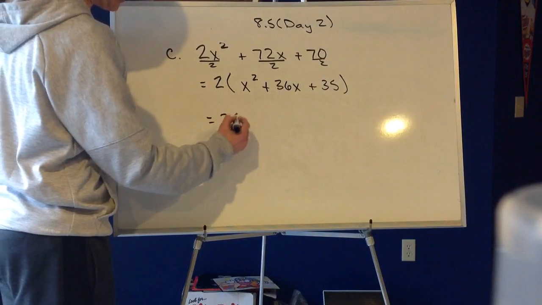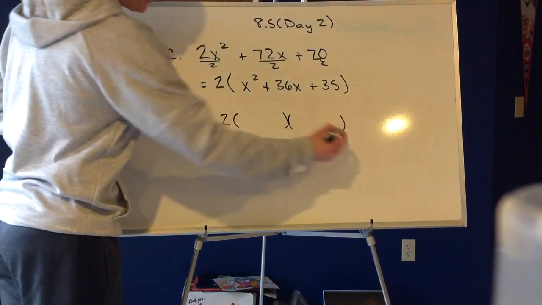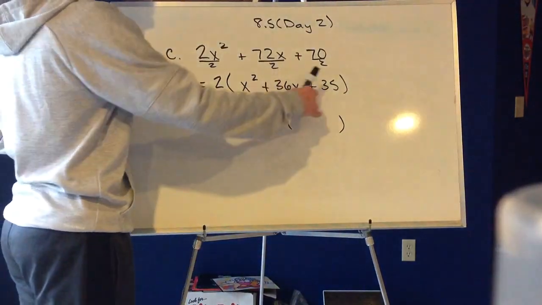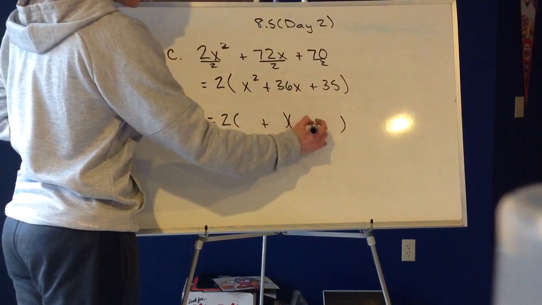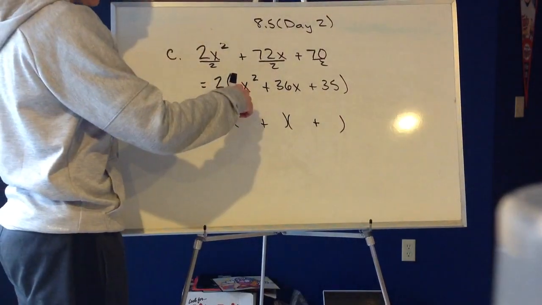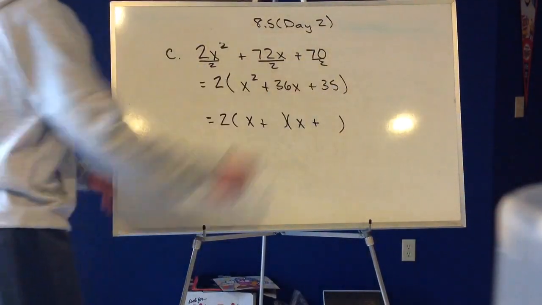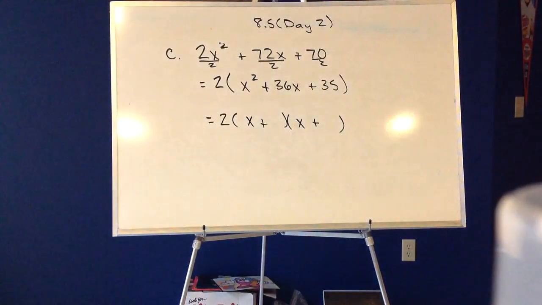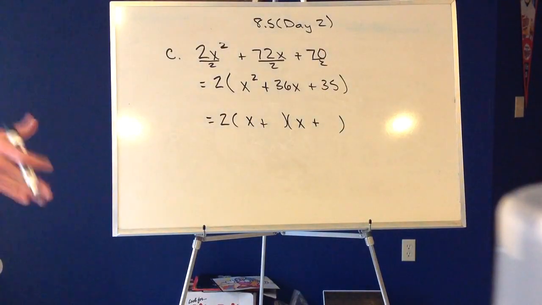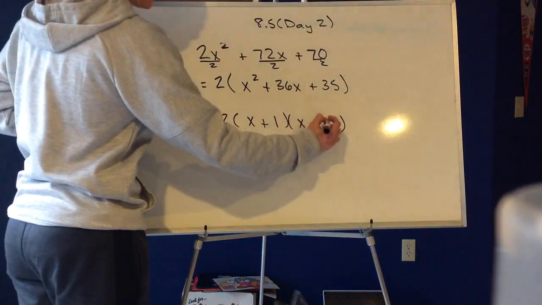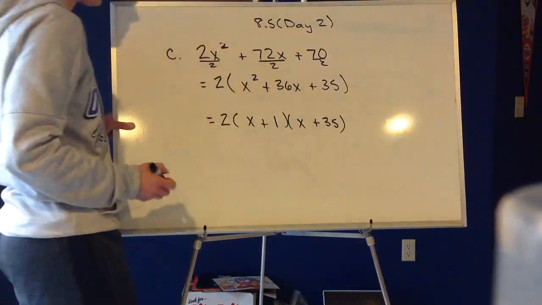What we're going to do is keep the 2 on the outside, and then factor what's left in the big parenthesis, just like we've been doing. You'll notice your signs are both positive, so that means these both need to be positive. I now just have an x squared, so that will give me x and x. And I have to think of factors of 35 that will give me 36. You only have 2 options, 1 and 35 or 5 and 7. It's going to be 1 and 35 in this case, because if I add those, I end up with 36.